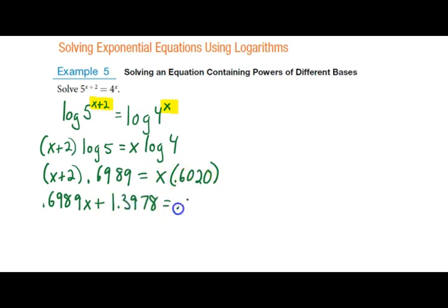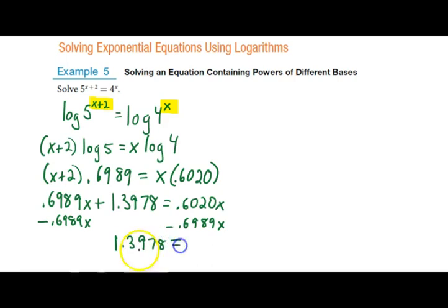And then over here I have 0.6020 times x. And so it's an equation. It's an ugly equation, but it's like every other one that you work. You're trying to get your x's together, so I'm going to subtract the 0.6989x so that my x's are both over here. That's going to leave me with the 1.3978 and give me negative 0.0969x.